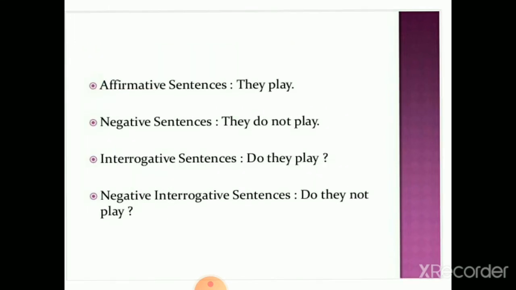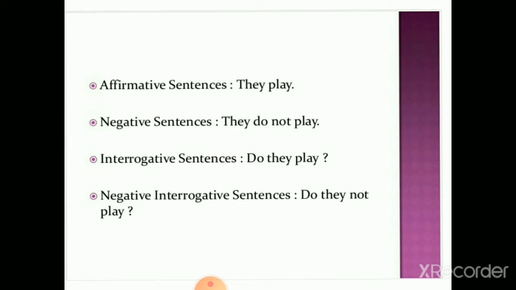So here we can see all these four sentences: simple, negative, interrogative, and interrogative and negative. They play. And if we frame negative of the same, they do not play. Then interrogative, do they play? And then at the last, interrogative and negative, do they not play?